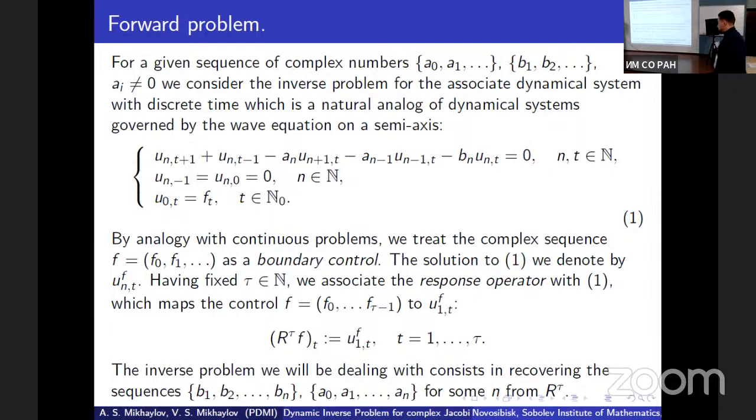Вторая строчка – это можно воспринимать как данные Коши, здесь они нулевые. И при x равном нулю у нас задано граничное условие Дирихле. Но оно дискретное, поэтому, соответственно, это не функция, зависящая от времени, а это некий дискретный вектор переменной t.